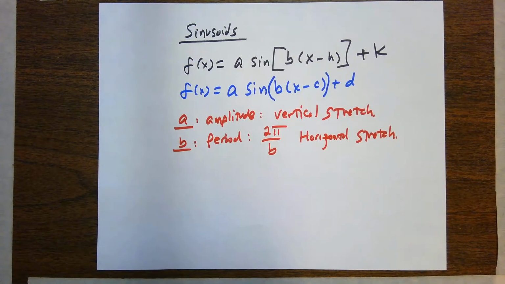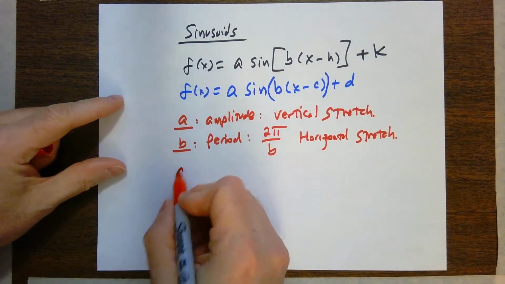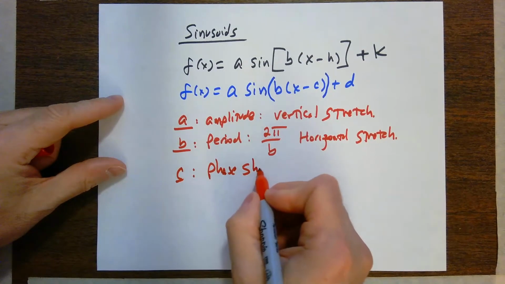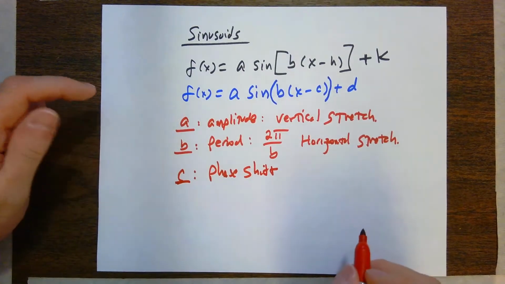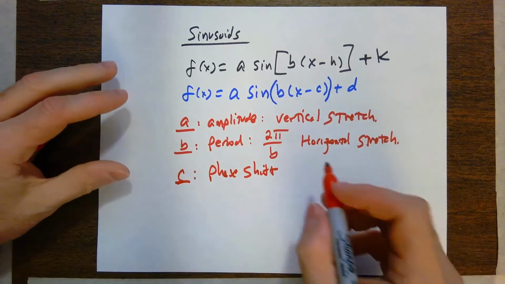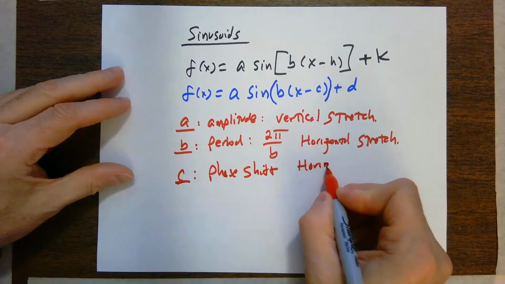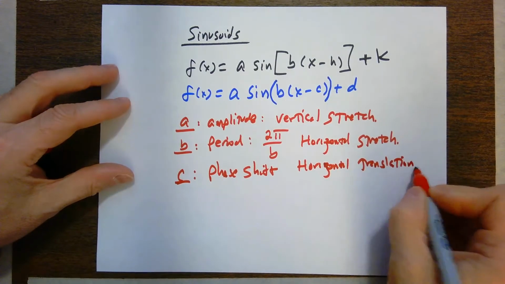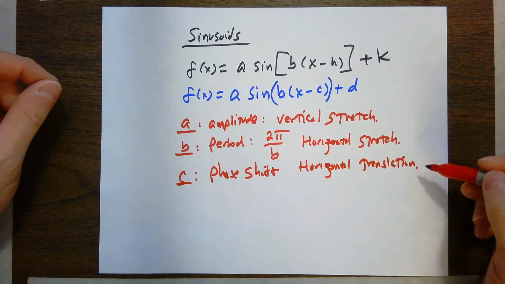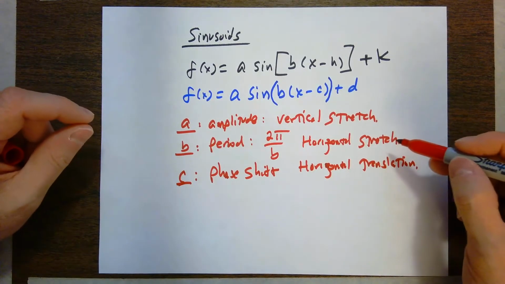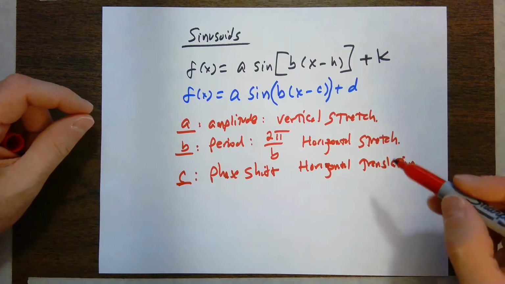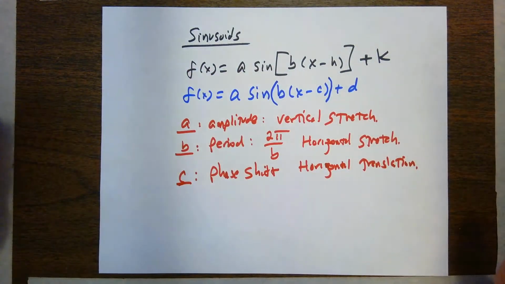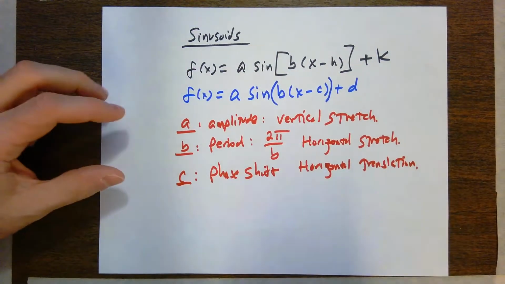The next is what the textbook calls the h value. I call it the c value, and that's called the phase shift. The phase shift is a horizontal translation. Remember, translation means sliding things back and forth. Stretching is kind of like taffy, pulling it up and down. So horizontal translation is just taking the whole thing and shifting it left and right, like we did with sine and cosine, to show that they really are similar functions.